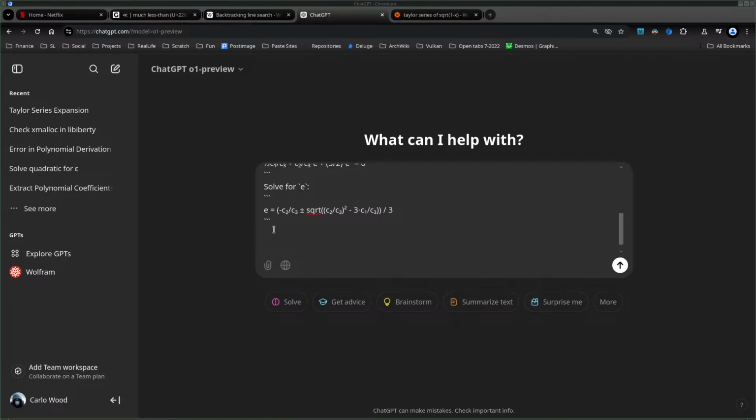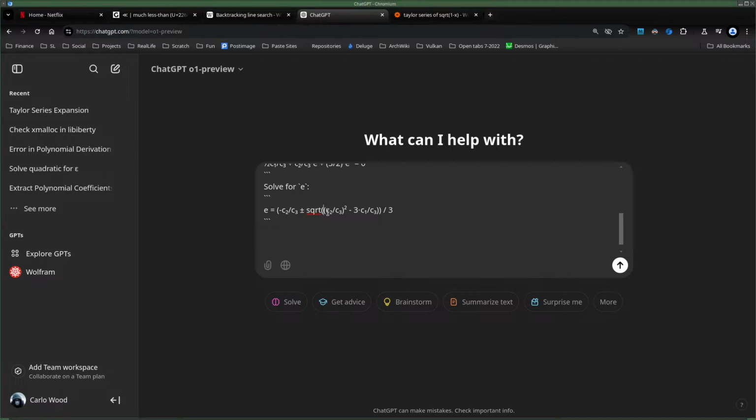So this formula gives me the two local extrema if they exist. So I'm going to assume that they exist. In other words, that this is larger than 0.